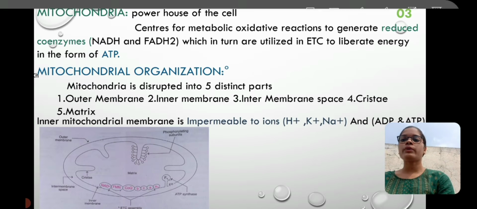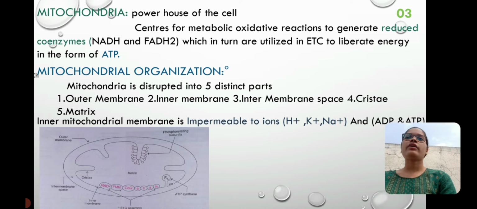So we can go with the mitochondria. Why are we discussing mitochondria? As I already said, the electron transport chain and oxidative phosphorylation both take place at the inner mitochondrial membrane of the mitochondria. So we'll just look into what is mitochondria.